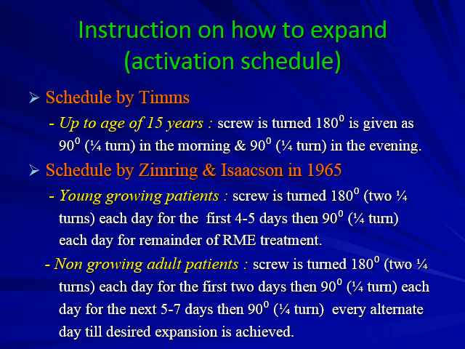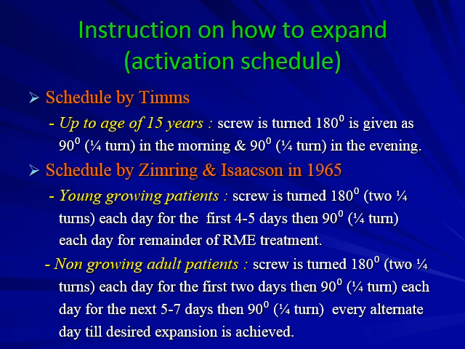While Dr. Zimmering and Isaacson in 1965 recommended that in young growing patients, for the first 4 to 5 days, the screw is turned 2 quarter turns each day. Then later, 1/4 turn each day for the rest of the expansion treatment.